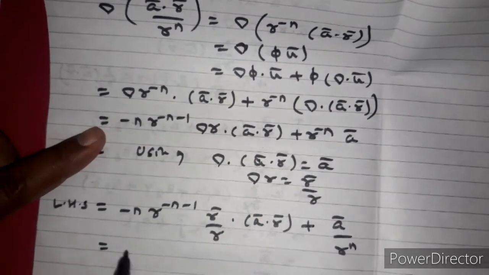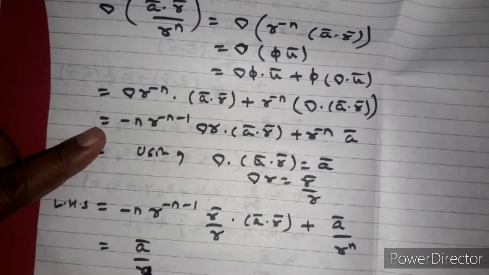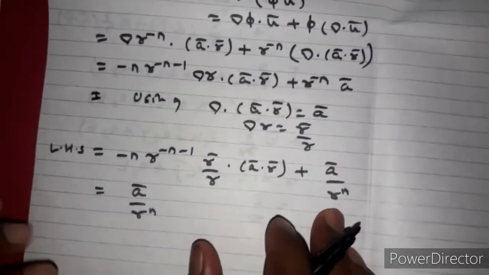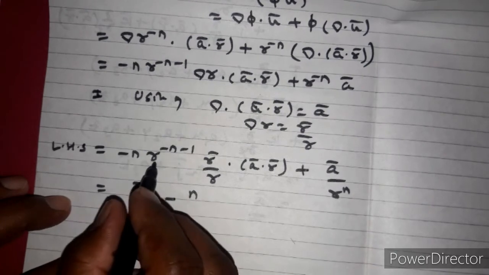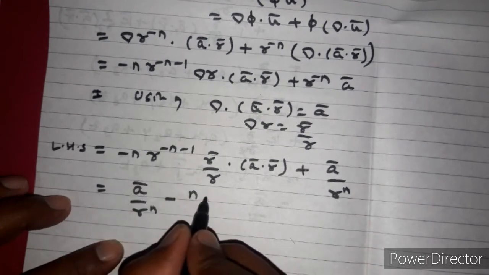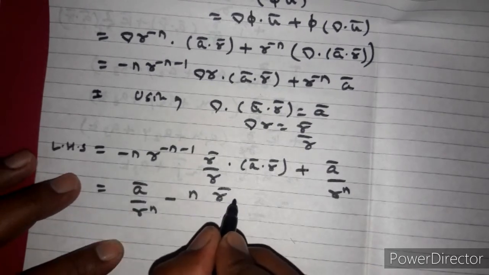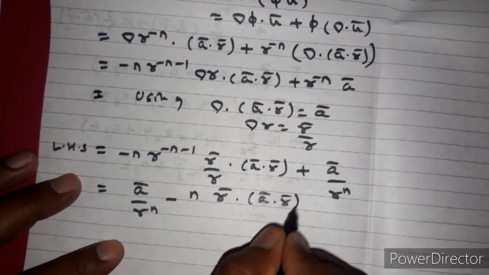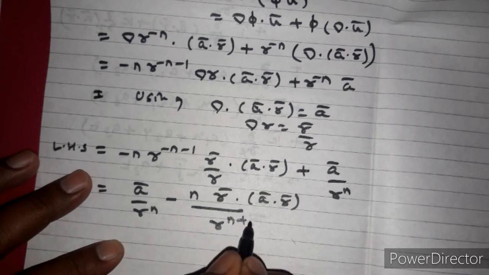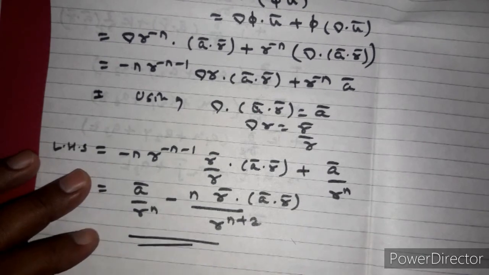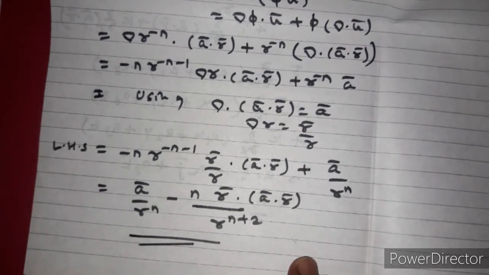And write it properly now: a bar upon r raised to n, this term first, minus n, transferred to the denominator, r bar dot a bar dot r bar divided by r raised to n plus 2. So try yourself and find the answer, and if you have difficulty then you can ask me.